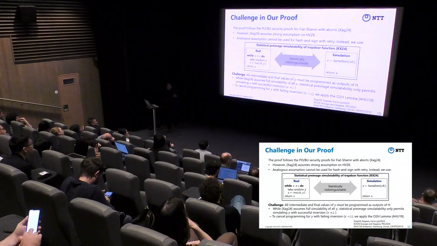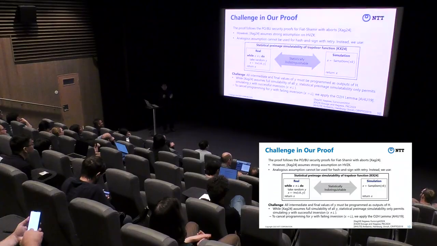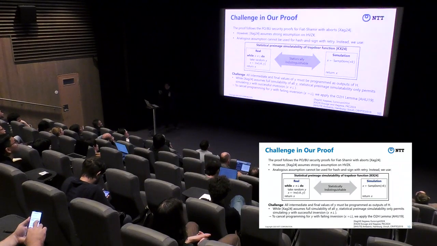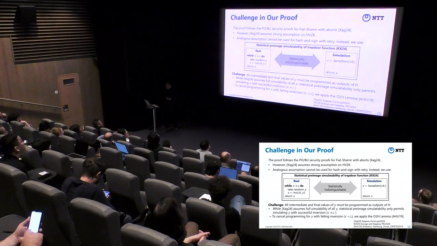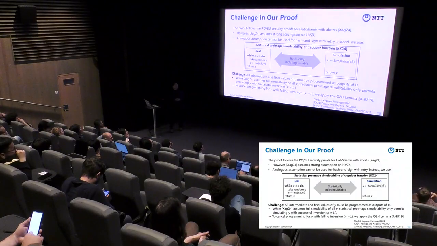So what is a challenging point in our proof? Actually, we followed the PO and BO proofs for the Fiat-Shamir with aborts by Kiltz et al. However, the assumption is different. This work assumes a strong assumption on the HVZK, honest verifier zero knowledge. And this is actually a strong property that can be used for simulating signatures.